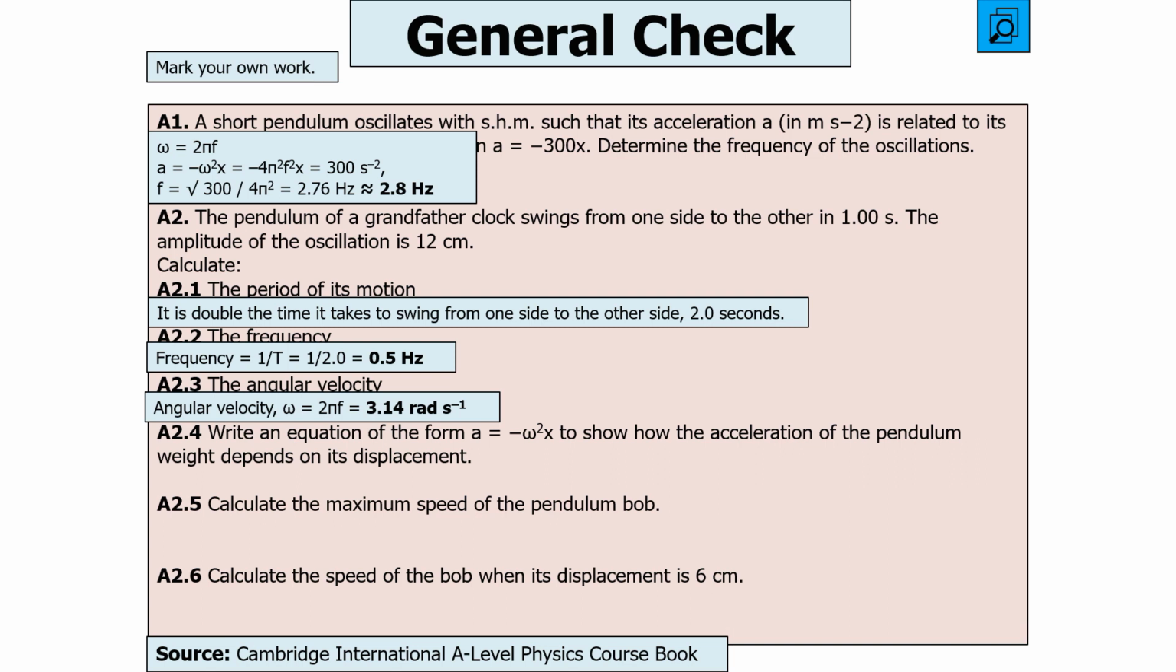Next, we know a equals minus omega squared x, and we know omega is 3.14, so it's going to be minus 3.14 squared times x, so it's minus 9.87x.